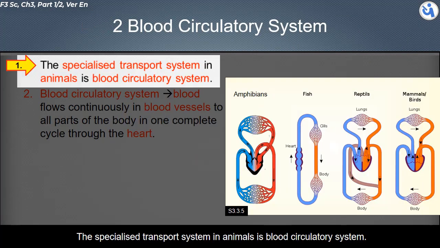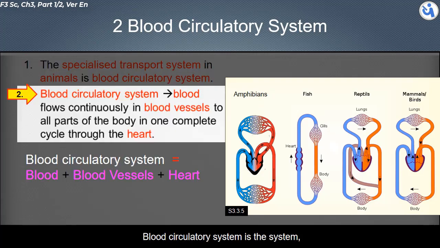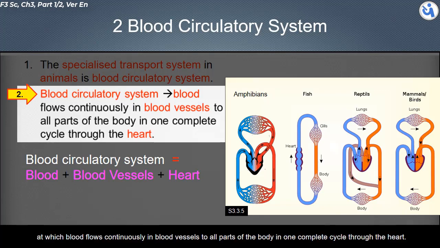Now, we are in topic 2, blood circulatory system. The specialized transport system in animals is the blood circulatory system. Blood circulatory system is the system at which blood flows continuously in blood vessels to all parts of the body, in one complete cycle, through the heart.